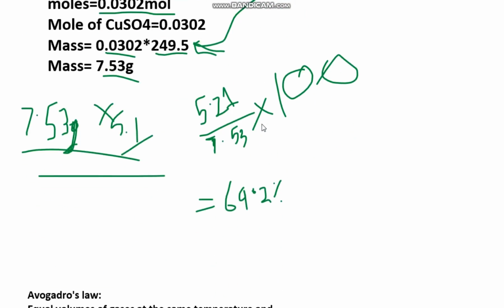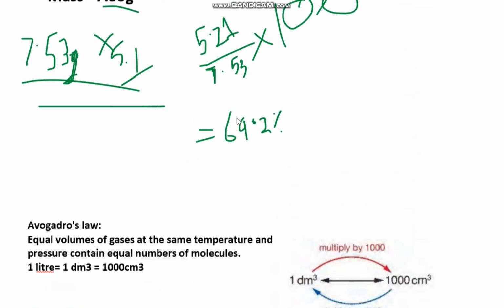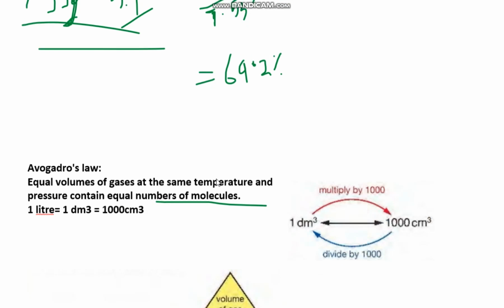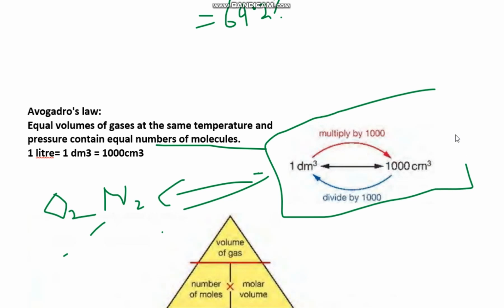So this is how we find the percentage yield of a compound in reactions, and then we have to find the volume of gas and all those things. So Avogadro's law: equal volumes of gases at the same temperature and pressure contain an equal number of molecules. So it applies for oxygen, it applies for nitrogen, it applies for carbon dioxide. Every gas has equal volume at the same temperature and pressure containing an equal number of molecules. So 1 liter equals 1 decimeter cube and equals 1000 centimeter cube. You have to memorize this in order to do these questions.